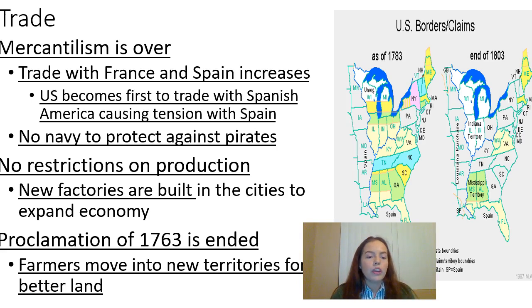Some additional good news, the Proclamation of 1763 is ended, and this is when Britain had decided that they would place a boundary on the colonial territory, which said that colonists could not go any farther west than the Appalachian Mountains, and it placed a barrier between the colonists and the Native Americans, who we will talk about a little bit later on in this lecture. But now that this proclamation and this border at the Appalachian Mountains is no longer valid, farmers are able to move westward into new territories in order to find better land and more profitable land.